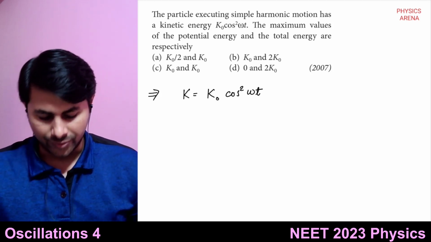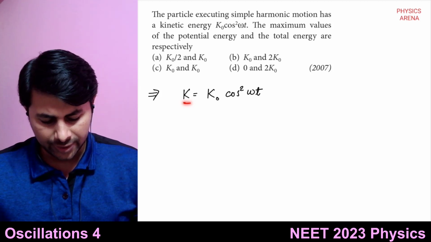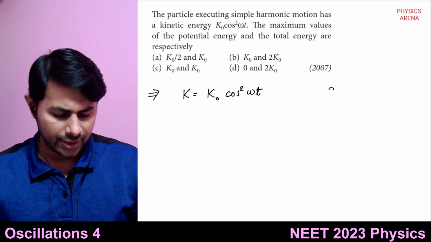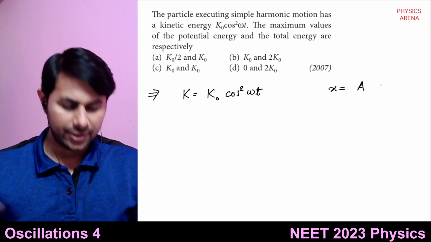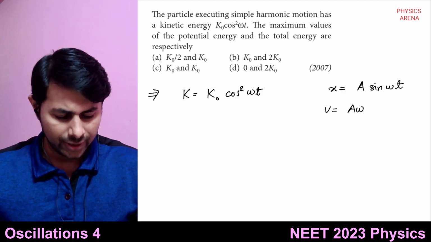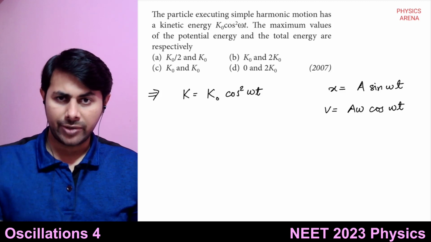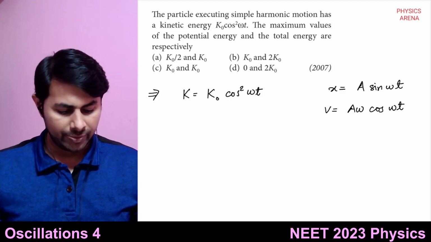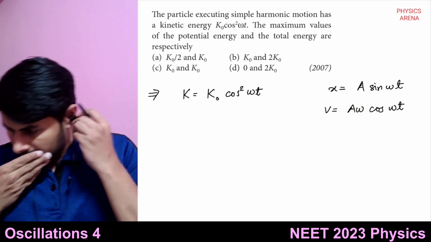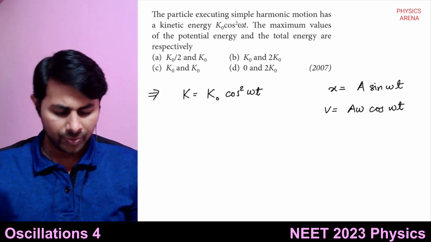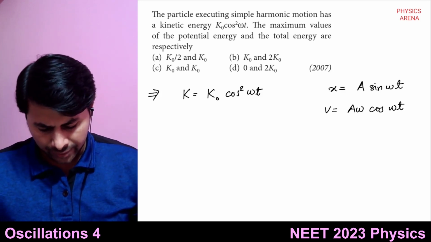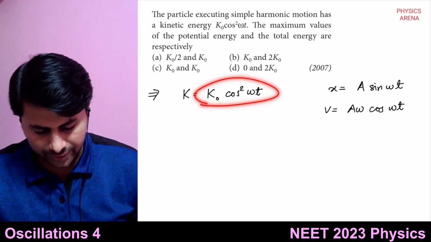Okay, so why so? Kinetic energy is given by this formula, K naught cos square omega t. Now you can compare this with x. If x is a sine omega t, then v will be a omega cos omega t, and if you square this, v square will be a square omega square cos square omega t, right? And the formula of kinetic energy will have a cos square omega t term.